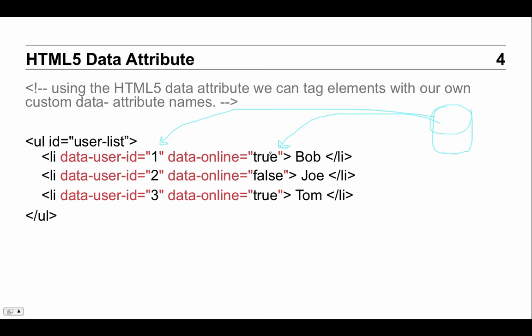And then we can detect these values using JavaScript, and we can then, based on that, make decisions, right? So for example, if the data-online attribute is set to true, maybe we could make the text green or something like that. We could add a class to make the text green for people who are online, and then maybe red for people who are offline, like Joe.